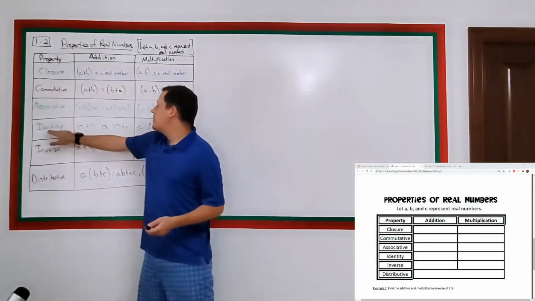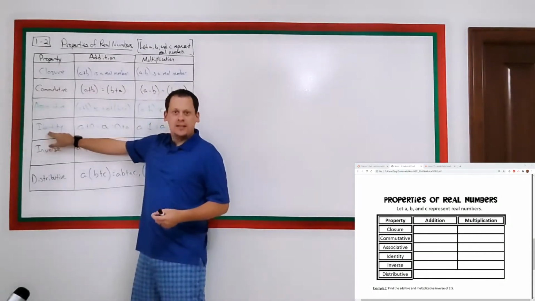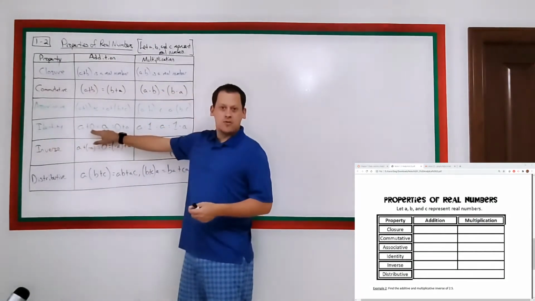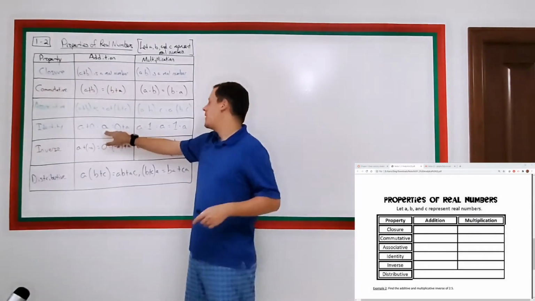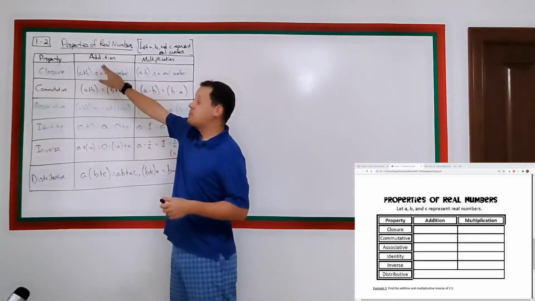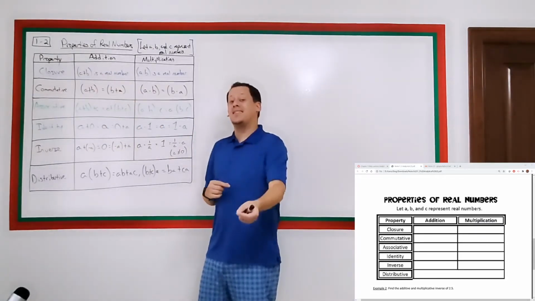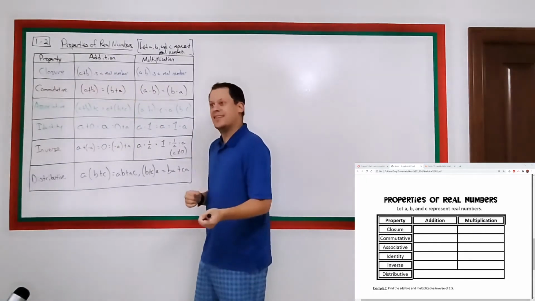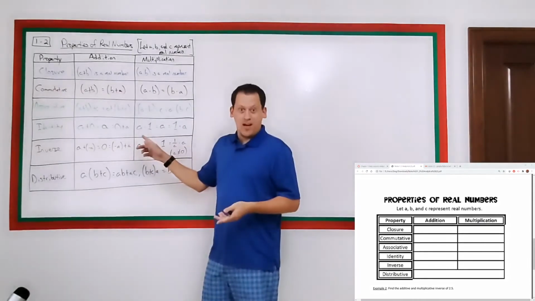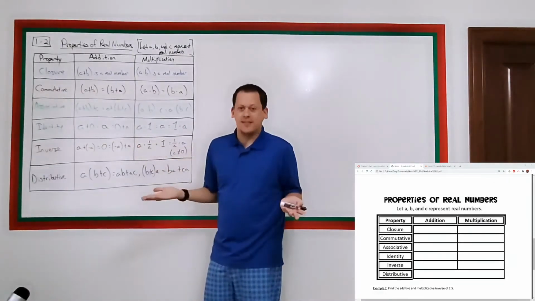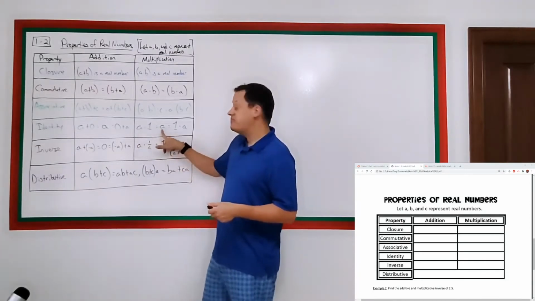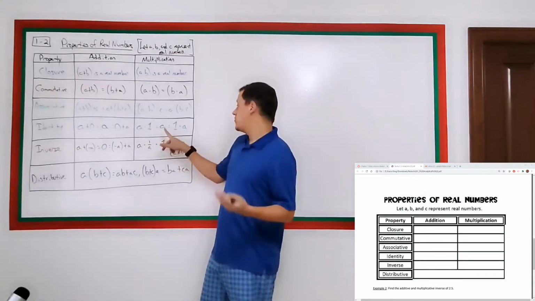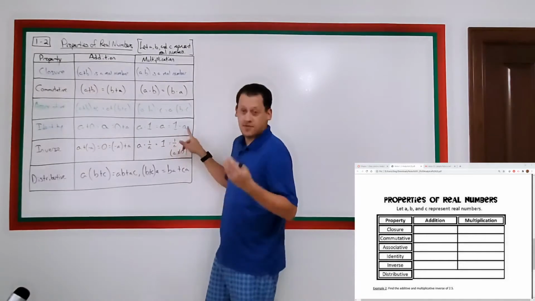Okay? That's what makes it the identity property. 0 is the number that when you add it to a number, it does nothing. Okay? So that is the identity property of addition. The identity property of multiplication, the number you multiply to do nothing, essentially, is 1. Any number times 1 is the number you started with, which is the same thing as 1 times that number.